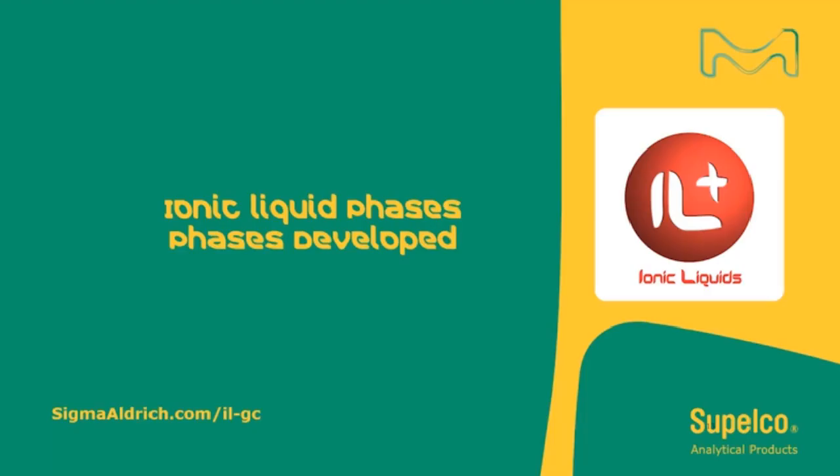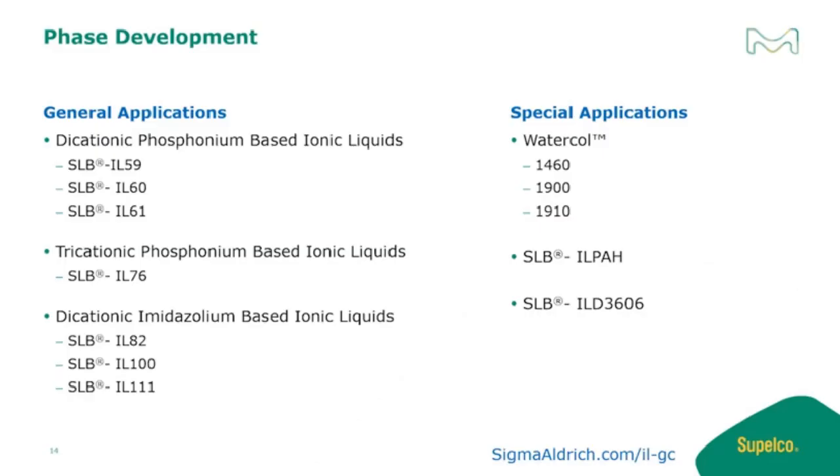So let's look at what's been developed. We've got some general application phases along with some special application phases. Under the general application phases, first of all, we have the dicationic phosphonium-based ionic liquids, the SLBIL 59, 60, 61. Then we have the tricationic phosphonium-based ionic liquids, which we call SLBIL 76. And then finally getting to the more polar phases, these are the dicationic imidazolium-based ionic liquid phases, the SLBIL 82, IL-100, and IL-111. We've also developed some special applications, in particular the water column, which I'll spend some time on.